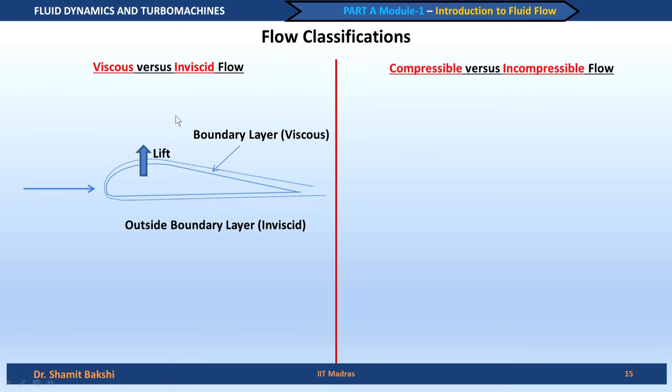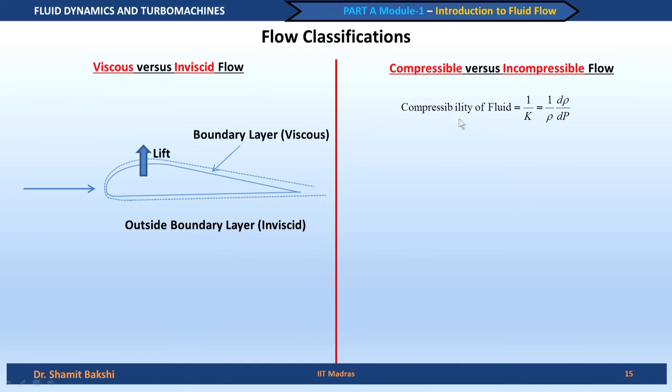The next classification is based on the fact whether the flow is a compressible or an incompressible flow. Now, we had introduced compressibility of the fluid in terms of bulk modulus in our first lecture. Let us extend that discussion to make this distinction between the compressible and incompressible flows. So, this compressibility of the fluid was defined before as the reciprocal of bulk modulus.